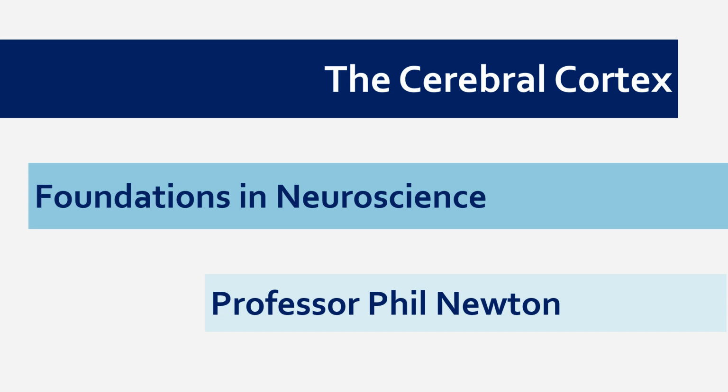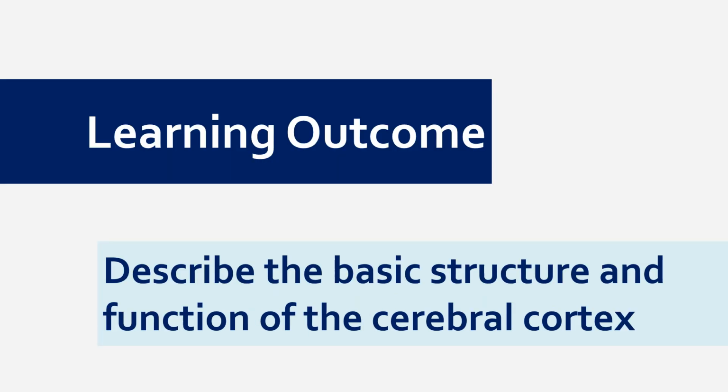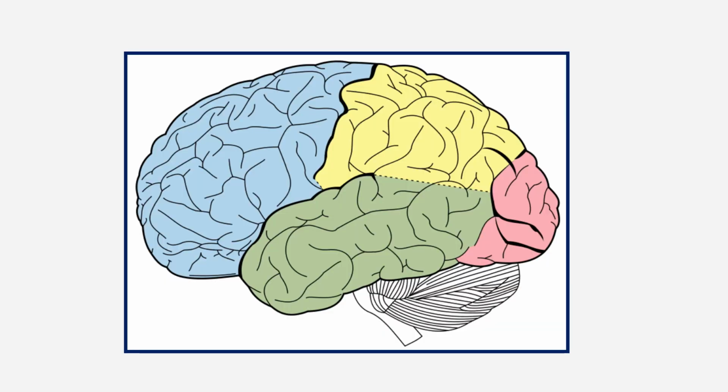My name is Professor Phil Newton, and what I hope you're able to do by the end of this short video is just to be able to describe the basic structure and function of the cerebral cortex and some of the major subregions of it. Before we get into the detail, we just have to cover some basic anatomical terms. This is an image we're going to see a lot in this video.